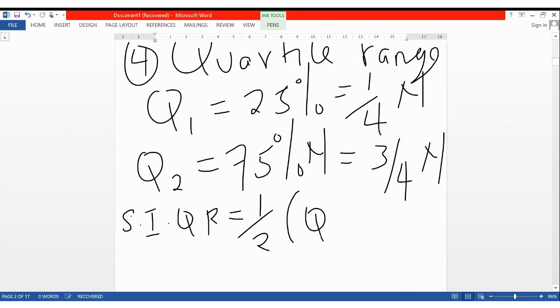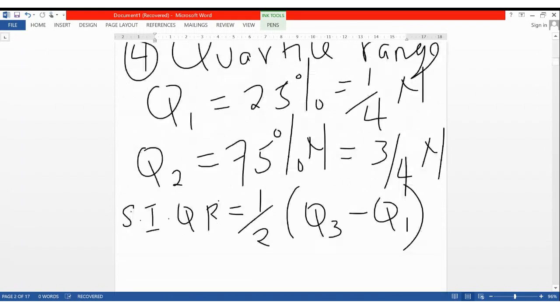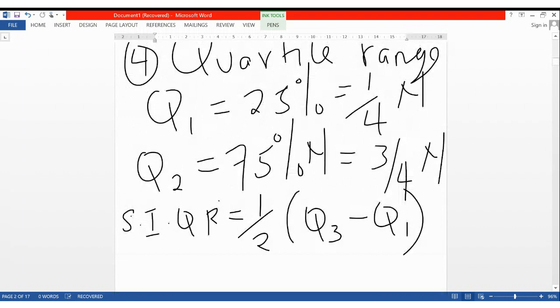So let me do one example to demonstrate this. You have to remember that Q1 is 25%. Sorry, this one is Q3. Q3 is 75%. Q2 is the median. We already dealt with the median, so Q2 is normally the median. So let's do an example.